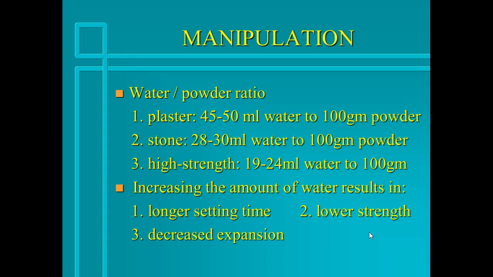So now let's discuss the water to powder ratio. Let's first talk about plaster. It takes about 45 to 50 milliliters of water to be mixed with 100 grams of plaster powder. In regards to the stone, it takes about 28 to 30 milliliters of water that needs to be mixed with 100 grams of stone powder. In regards to the high strength material, it requires about 19 to 24 milliliters of water to be mixed with 100 grams of the high strength powder.